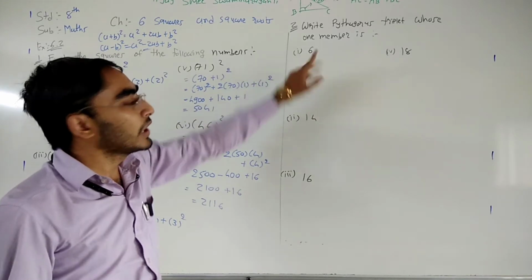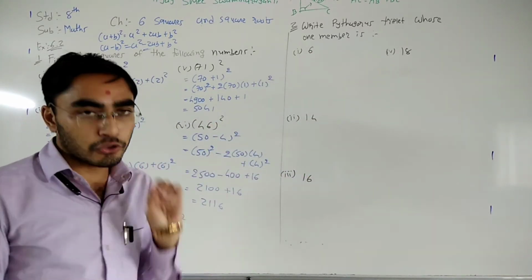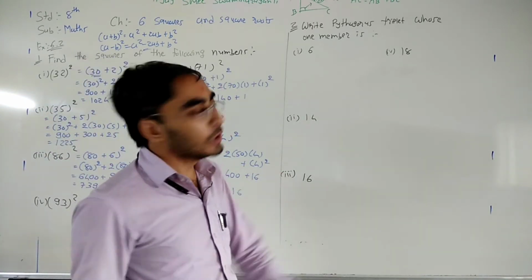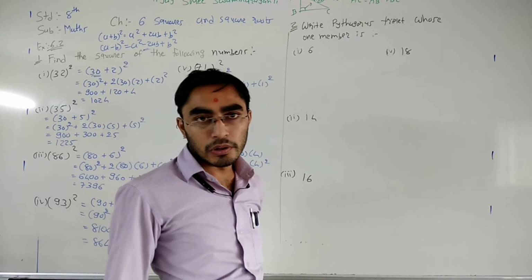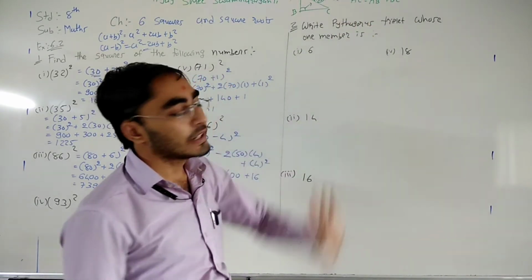Okay, so here one side is given to you. We need to find the other 2 sides of the right angle triangle. It is called a Pythagoras triplet. We need to find such 2 numbers which follow this rule. So we need to find the Pythagoras triplet.